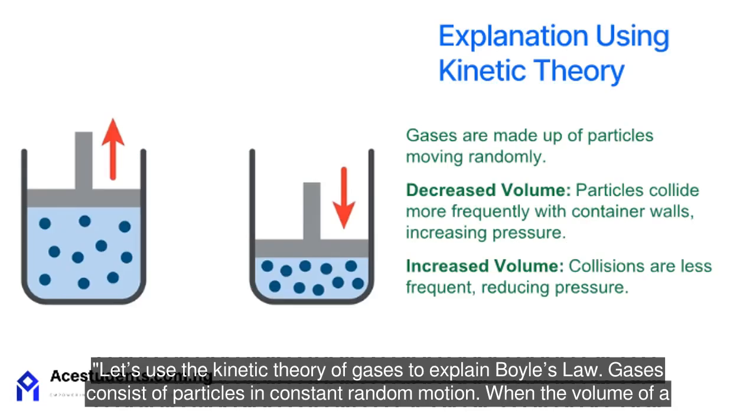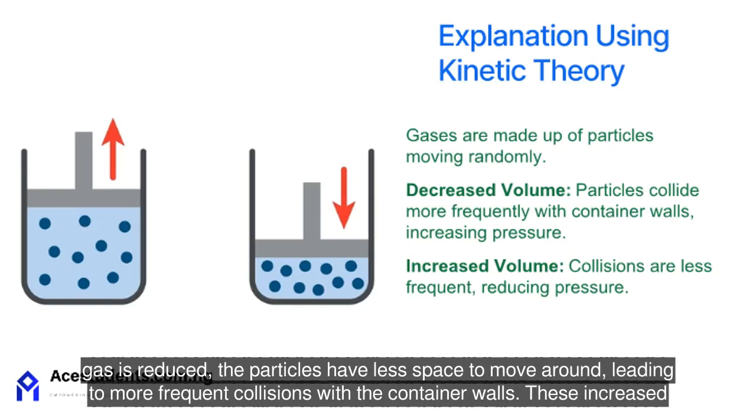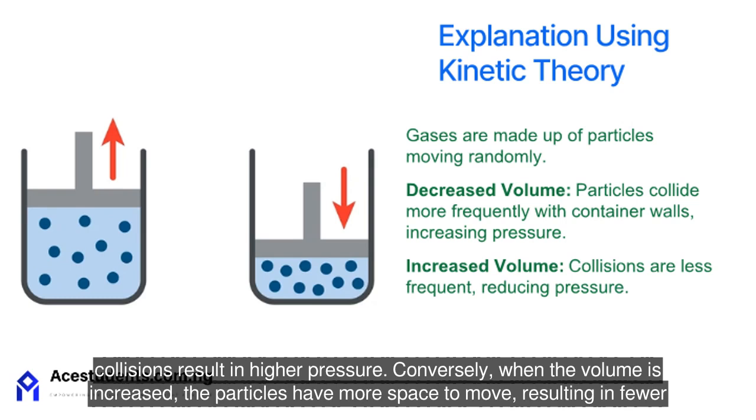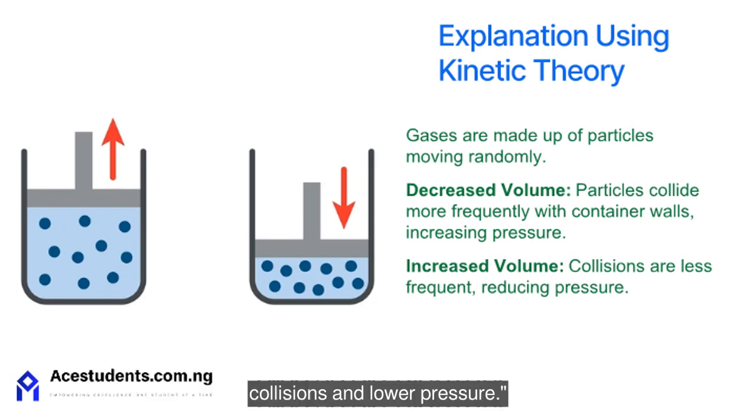Let's use the kinetic theory of gases to explain Boyle's law. Gases consist of particles in constant random motion. When the volume of a gas is reduced, the particles have less space to move around, leading to more frequent collisions with the container walls. These increased collisions result in higher pressure. Conversely, when the volume is increased, the particles have more space to move, resulting in fewer collisions and lower pressure.